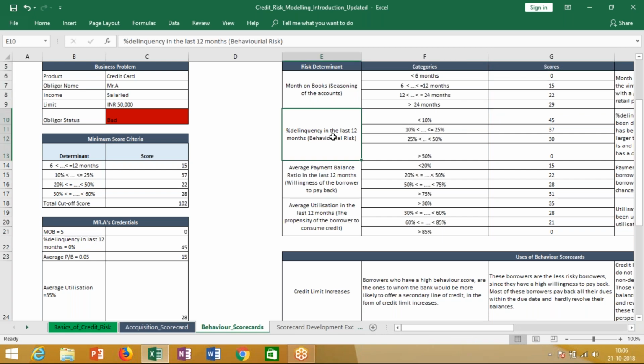The next part that we have over here is the percentage delinquency in the last 12 months. So there is percentage delinquency in the last 12 months. That is the behavior risk.